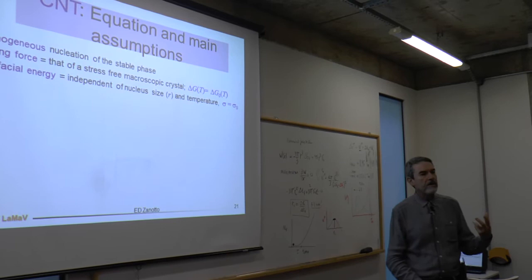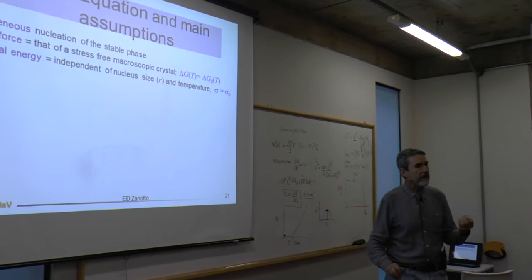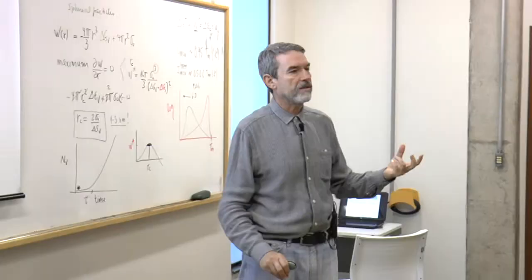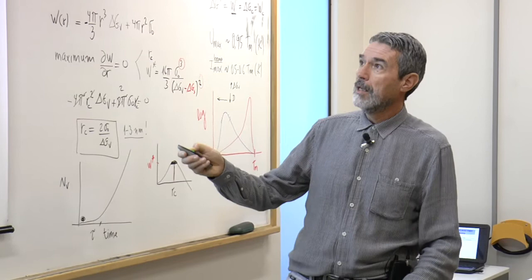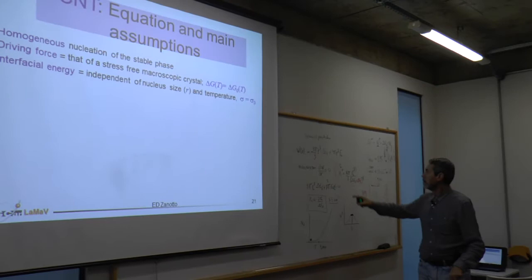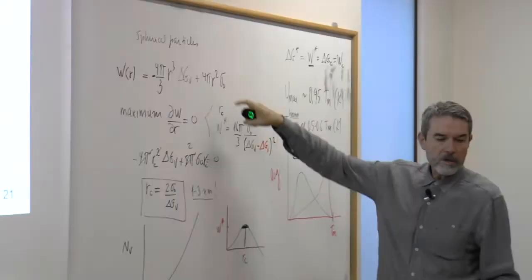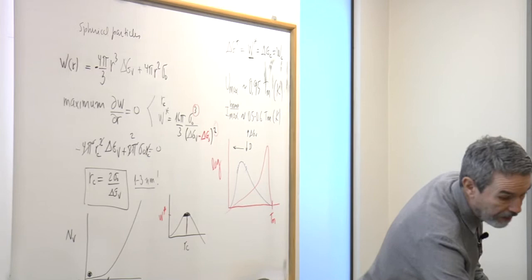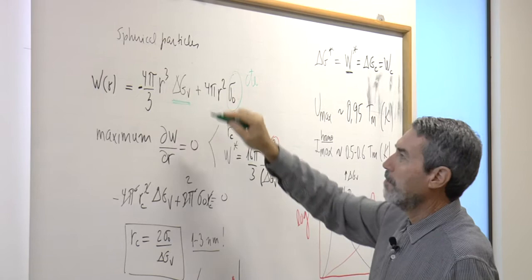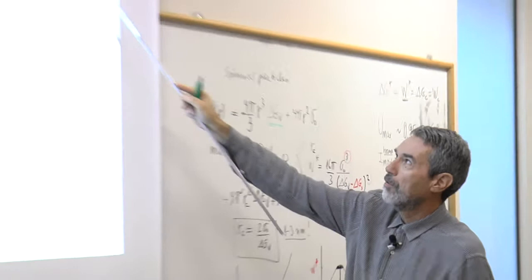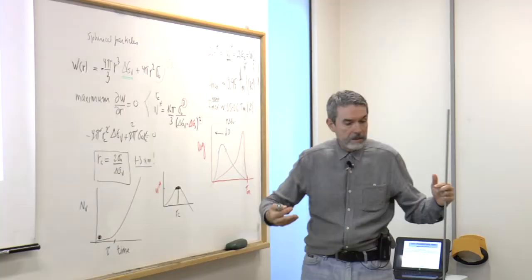We are using values of delta G that are calculated for macroscopic, micron-sized crystals. That's an assumption of the theory. Also that the interfacial energy sigma is independent of nucleus size and temperature. Sigma here was considered to be constant. This is a very strong assumption. This is a strong one. Constant, and this was assumed. Okay, it varies with temperature, as I'm going to show, but not with the size of the crystal. These are original assumptions of the theory.